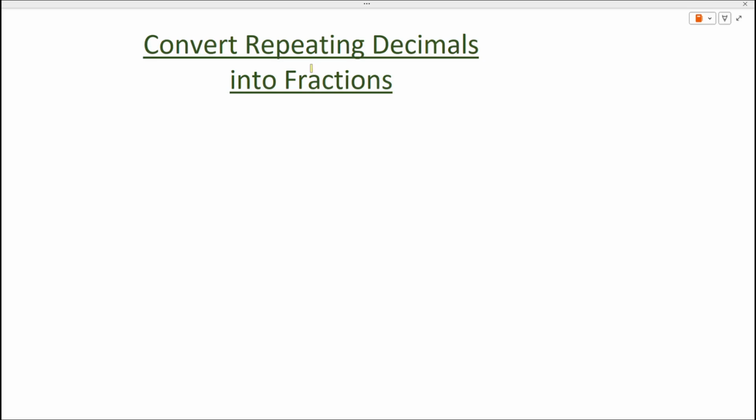Hello, in this video, we'll try to understand the process of converting repeating decimals into fractions. Actually, getting decimals from fractions is easy because you can do that with a calculator also. So if you write 1 over 3 and use your calculator, you can easily get 0.333, which keeps getting repeated.